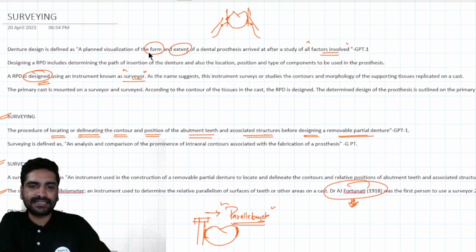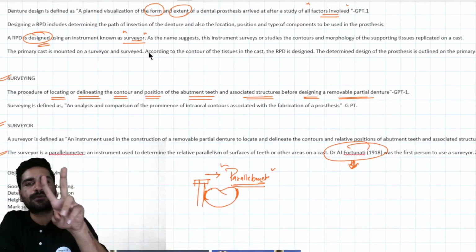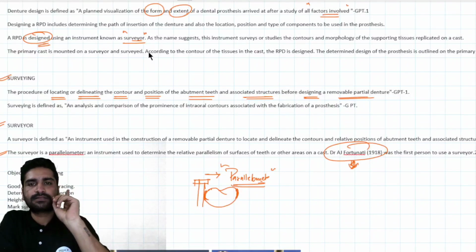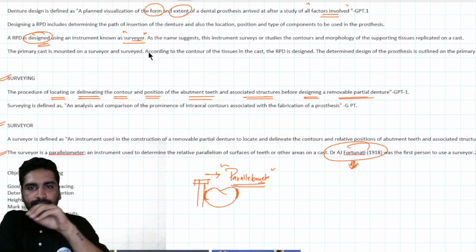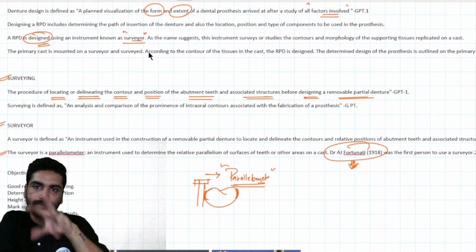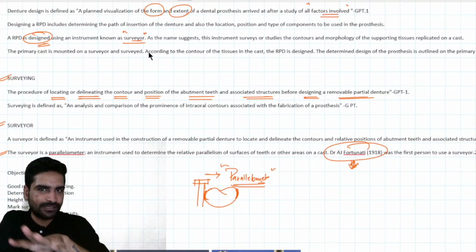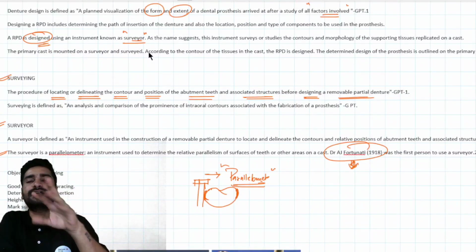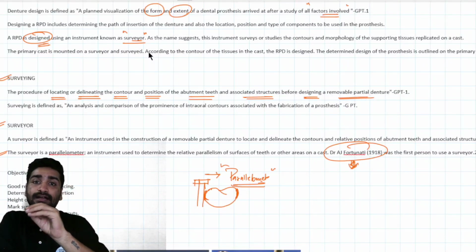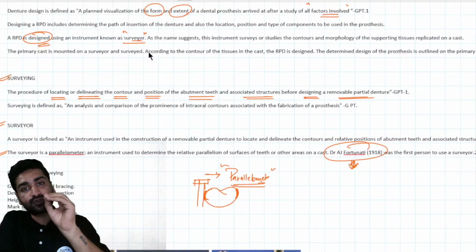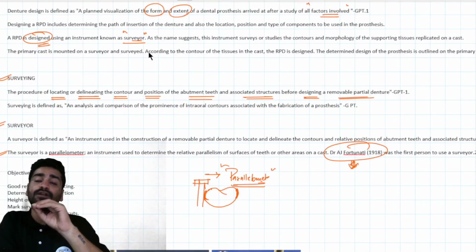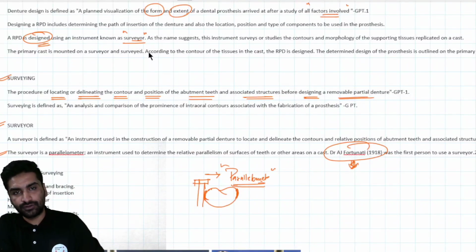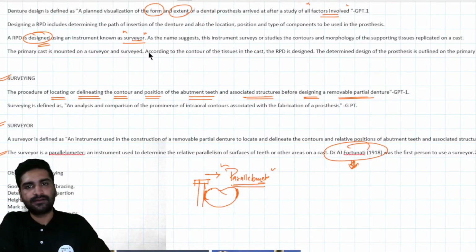Okay, so clear. Once again, going through the introduction, two things you have to remember: surveying, surveyor. Surveying is basically you determine, locate, analyze all the contours, the most prominent contours of the abutment teeth and associated structures. Surveyor is what? It is an instrument which is used to do surveying, but a definition is what? It is an instrument which is used to construct an RPD or also to locate and delineate the contours and relative positions of the abutment teeth. Second definition, you can also call it a parallelometer, which is used to determine the relative parallelism of the teeth or the other areas of the cast.